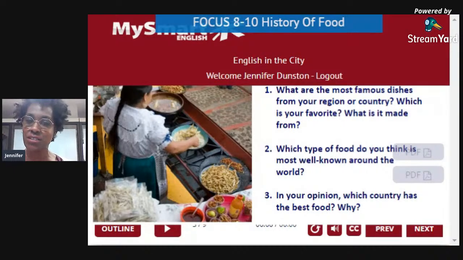That sounds delicious. Now, we've considered three dishes. Teresa yet hasn't told us what she likes to eat, but we've talked about pizza. We've talked about the bread and vegetable soup that Elena has mentioned. You like spaghetti with clams. Very good. So we have some seafood in there too. Let's move on to the second argument. Which type of food do you think is most well known around the world?